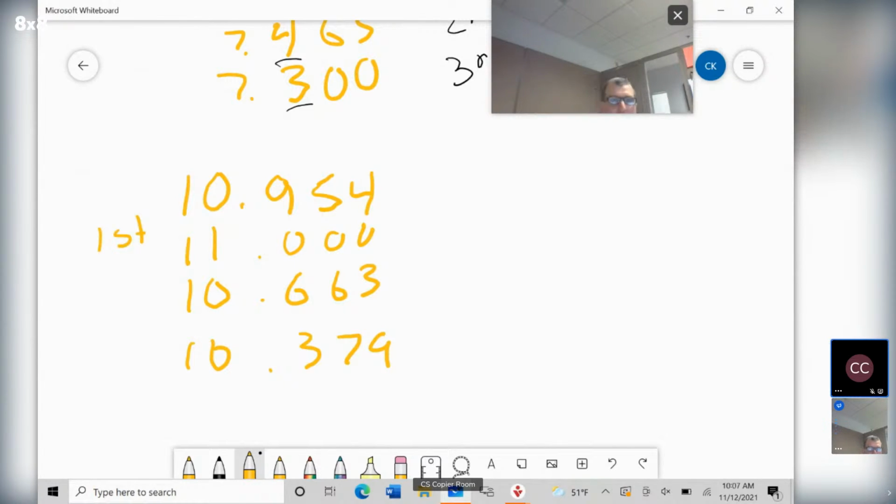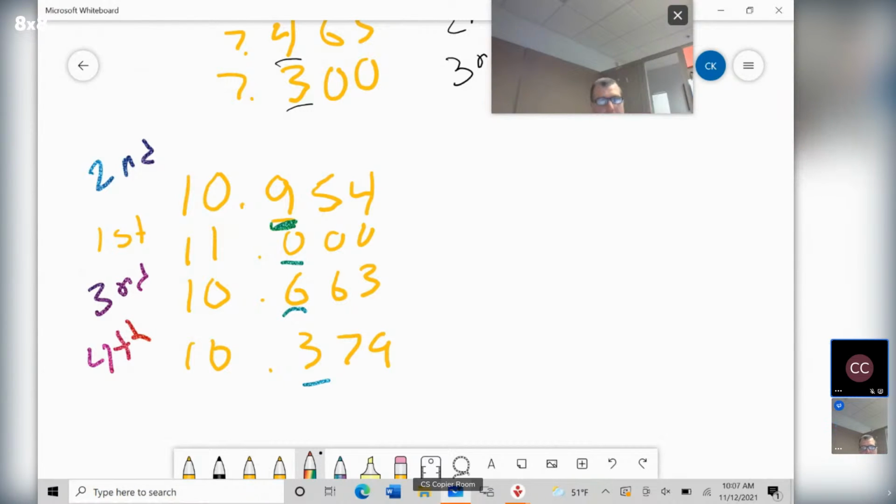And now we're going to look at the tenths place to see which number is the largest. And so it's this, oops, let me make it a different color. We see the 9 is the biggest, so that one's going to be the second largest. 6 would be the third, and the 10.3 would be the smallest, or the fourth largest.